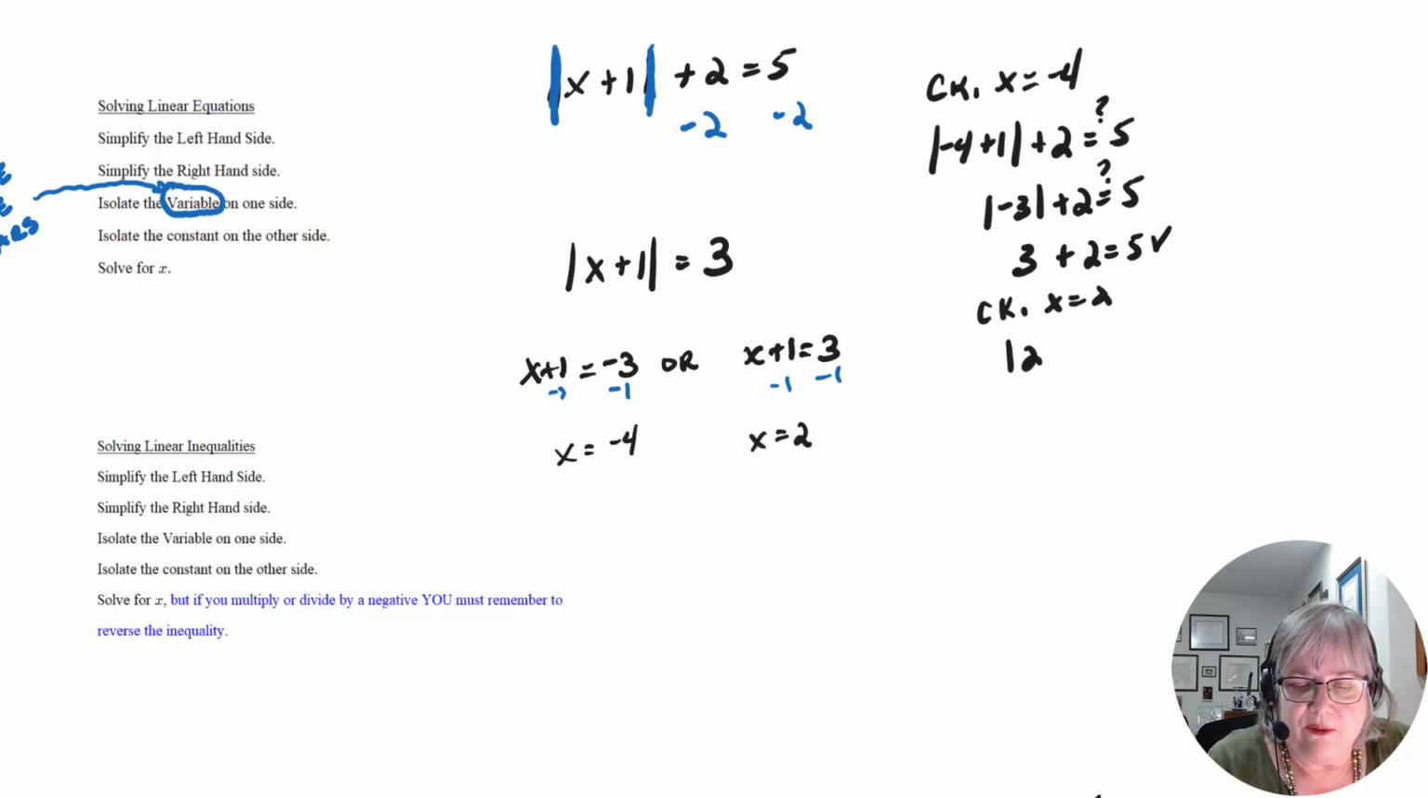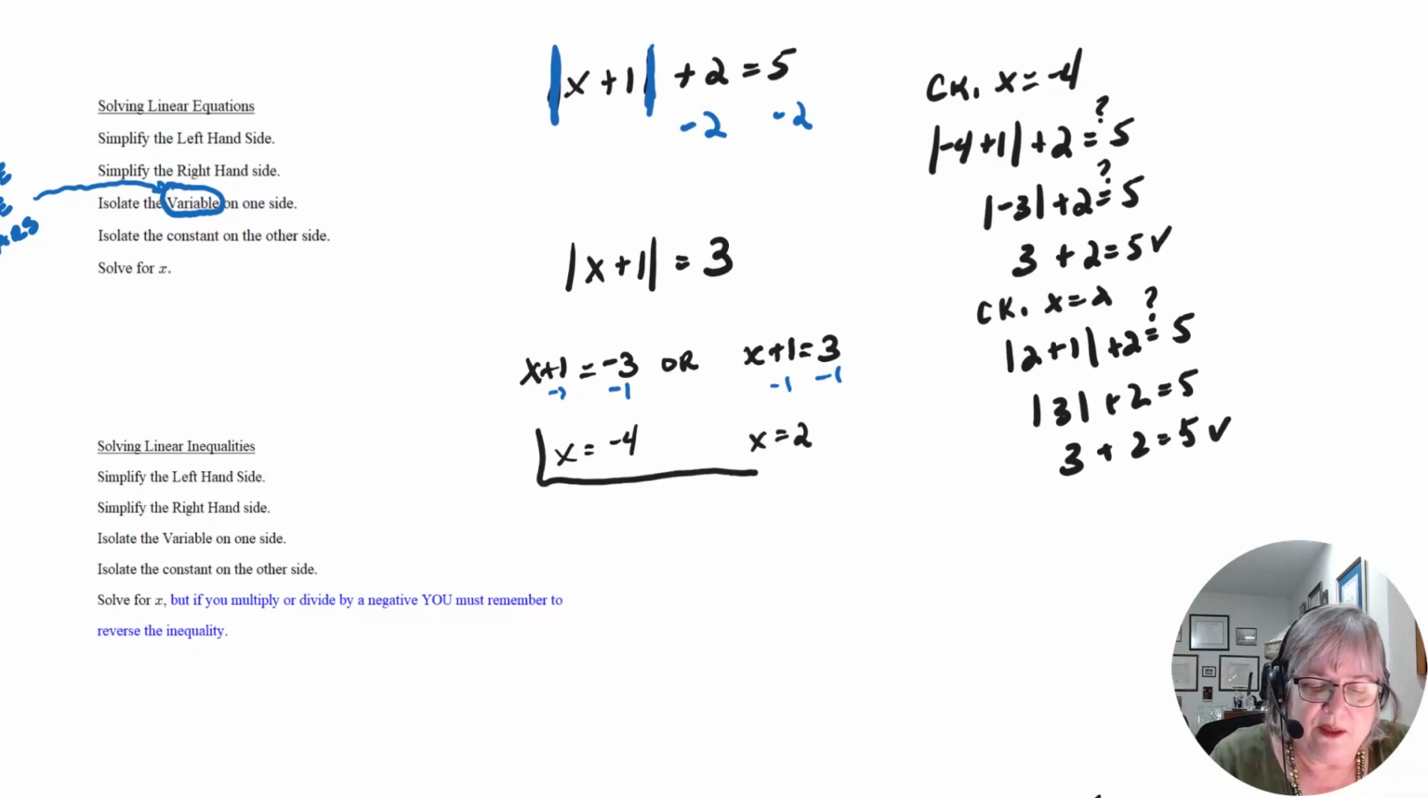Okay, let's check x is equal to 2. The absolute value of 2 plus 1, plus 2, equals 5. I don't know about that. The absolute value of 3 is 3, and 3 plus 2 is indeed 5. So they both check, and these are my answers. So let's think for a second.